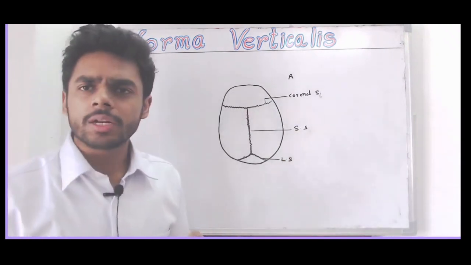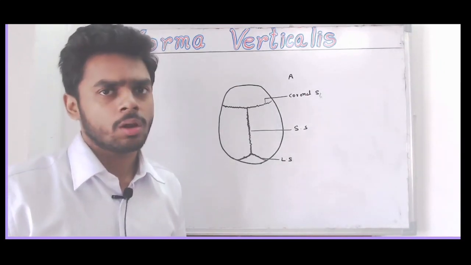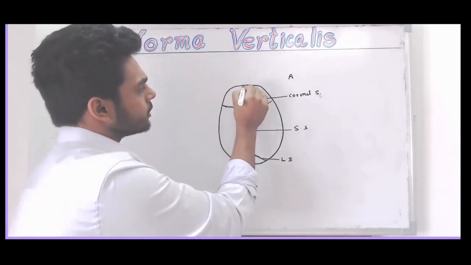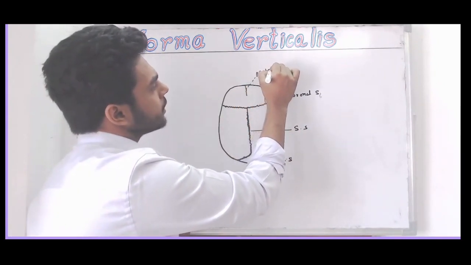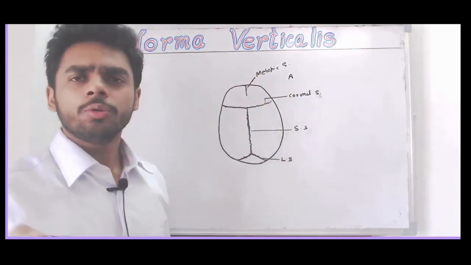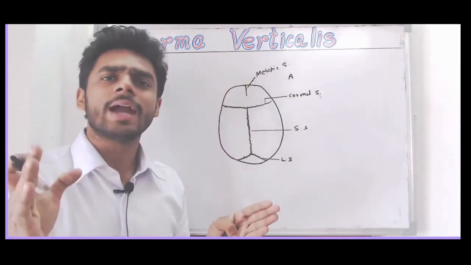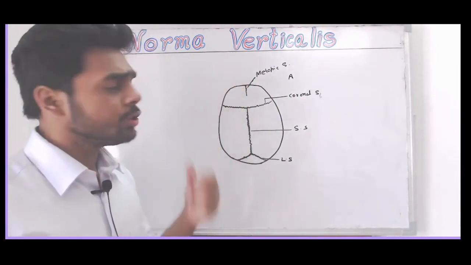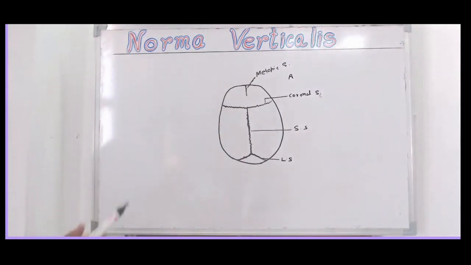And one more suture is present, but it is only seen in about 3 to 8% of individuals. This is called the metopic suture. Normally this metopic suture should fuse at 6 years of age, but in 3 to 8% of individuals this suture is also present. Now you may mark these sutures on your diagram and then we will move further.